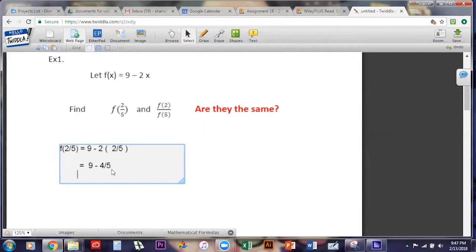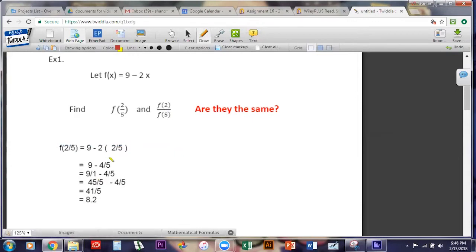Now if we think way back to fractions, remember we have to find a common denominator. So first I'm going to turn the whole number 9 into a fraction. That is 9 over 1. Then I'm going to multiply both the top and the bottom by 5 to give me the fraction 45/5, which I can now subtract 4/5, giving me the final answer, 41/5, or if you prefer, 8.2.